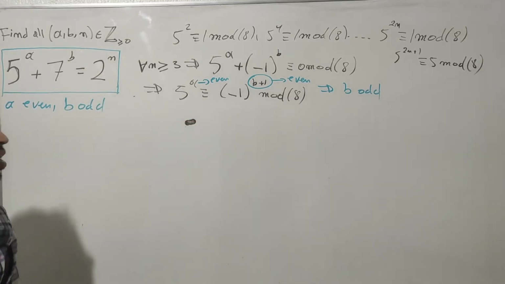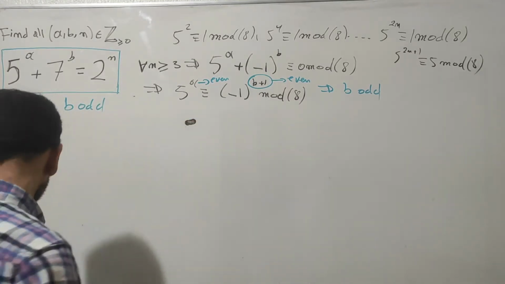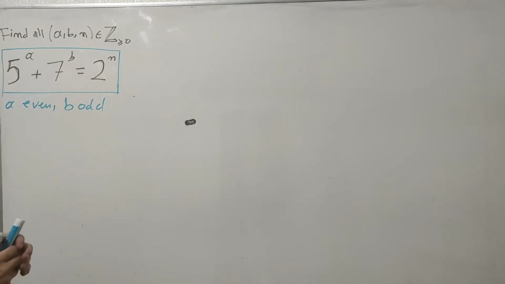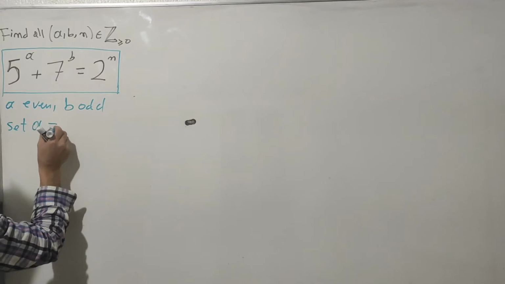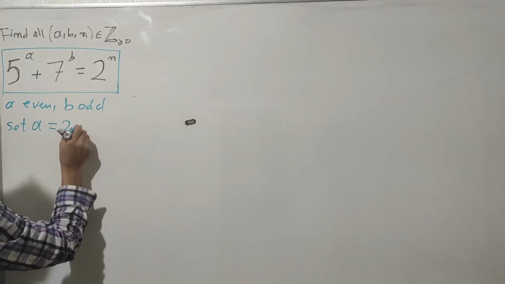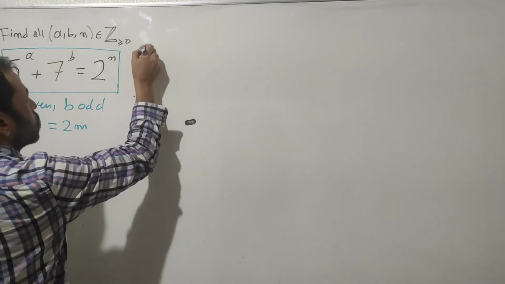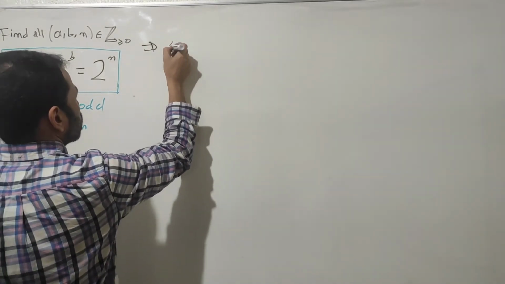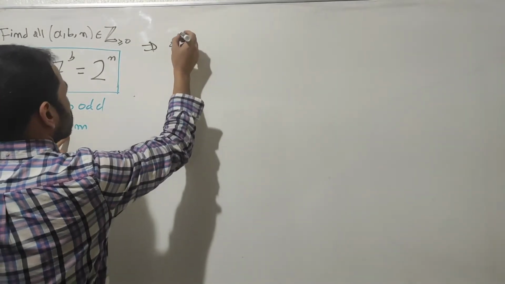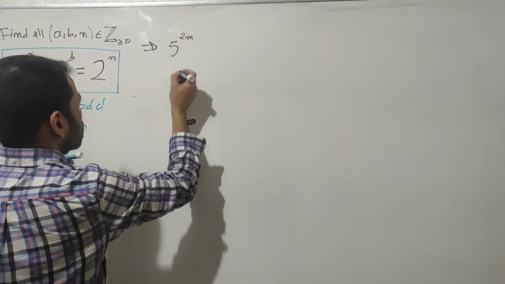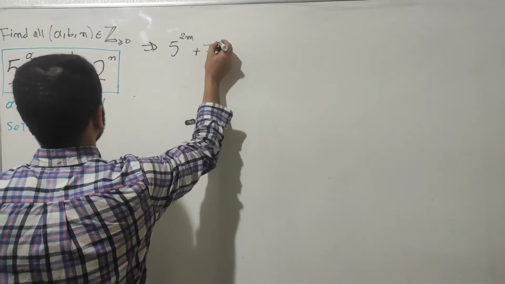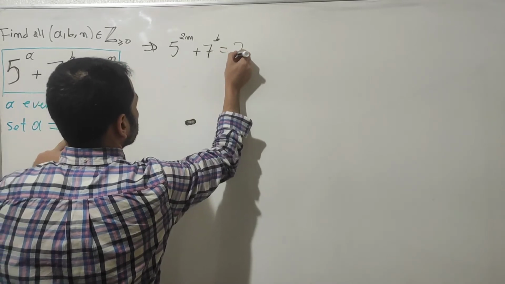Now let's erase this board and move on to the next board. This will determine the parity of a. It was even, so let's set a equals 2m, because we know that it is even. Now let's replace this value of a into the equation to see what it gives us. It clearly gives us 5 to the 2m plus 7 to the b, which equals 2 to the n.